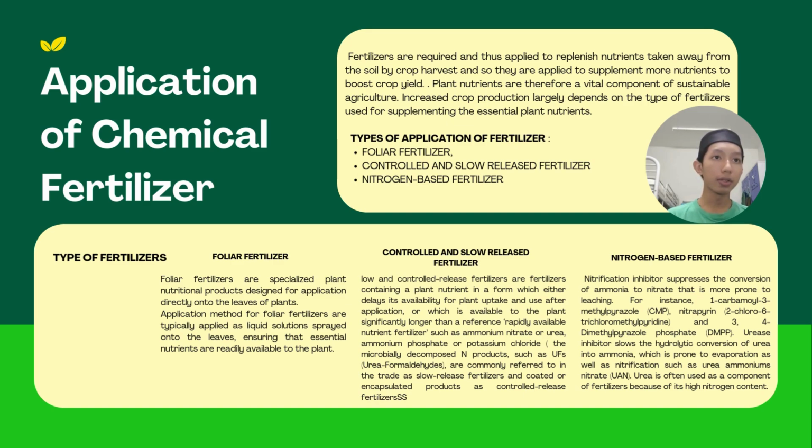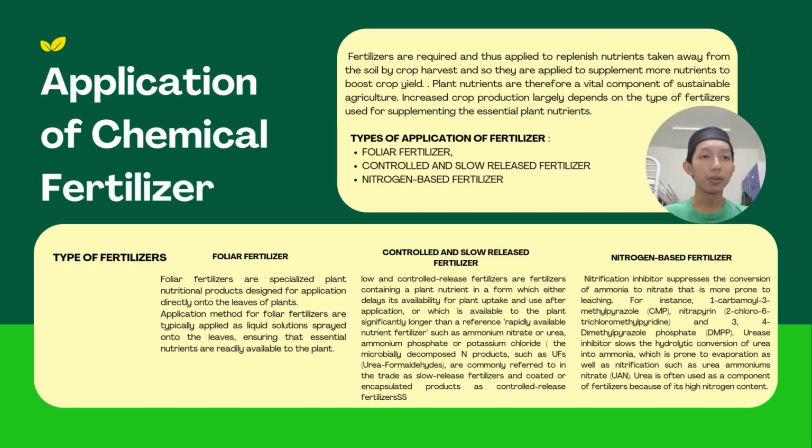So lastly, nitrogen based fertilizer. Nitrification inhibitors suppress the conversion of ammonia to nitrate, which is more prone to leaching. For instance, 1-carbamoyl-3-methyl-pyrazole CMP, nitrapyrin (2-chloro-6-trichloromethylpyridine), and 3,4-dimethylpyrazole phosphate DMPP.